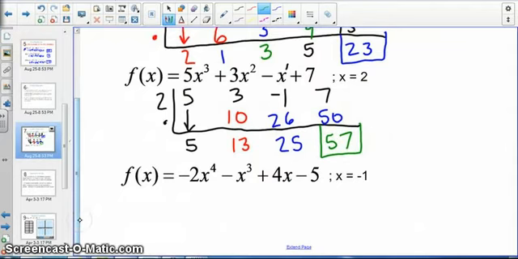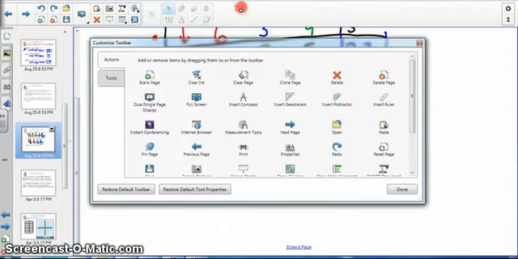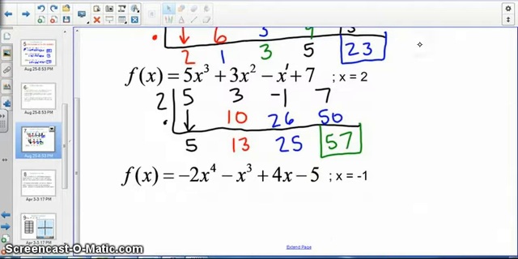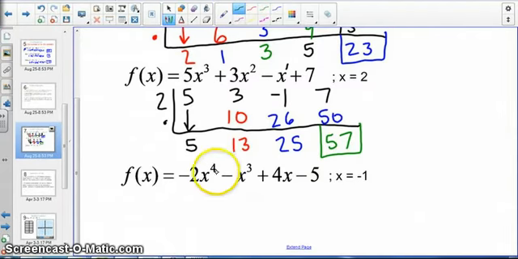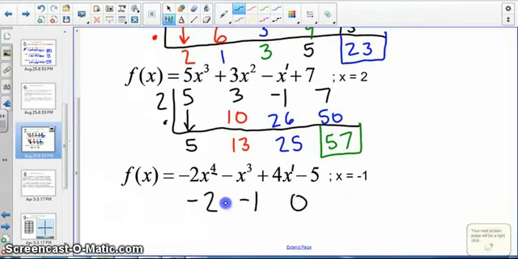And then the last one, do you have all of your terms? 4, 3, 1, you're missing the 2. So you have to put a 0 where that would be. This is our fourth term, third term, quadratic term, our linear term, and our constant term.